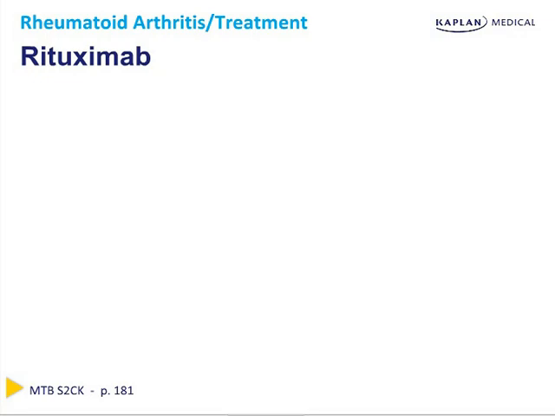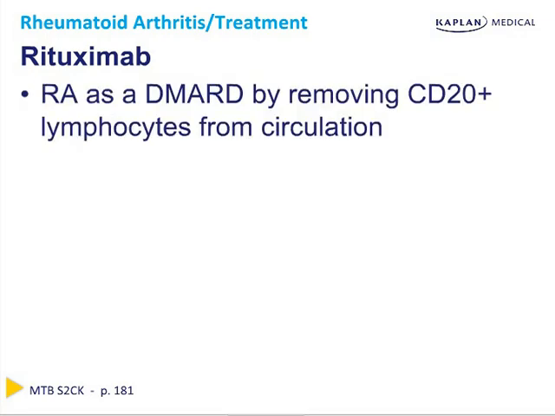Second, TNF inhibitors make you very susceptible to other infections. Rituximab is an agent originally developed for non-Hodgkin's lymphoma, and it's effective in rheumatoid arthritis as a DMARD by removing CD20 positive lymphocytes from circulation. This leads to excellent long-term control of rheumatic arthritic symptoms.